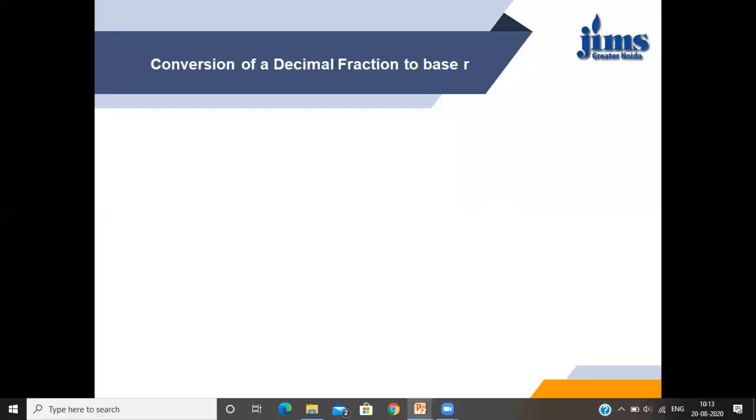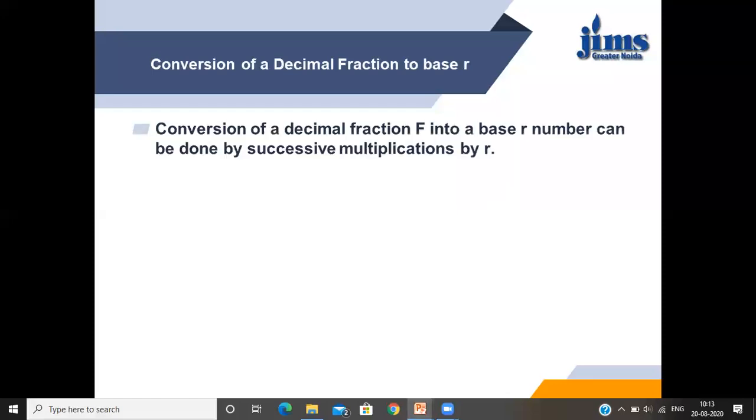So let us suppose the conversion of a decimal fraction f into a base R number can be done by successive multiplication by R. While in the case of an integer number, we were dividing the number by base R. In case of a fraction, we just multiply the fraction by the base R. R may be 2, R may be 8, R may be 16 in case of the hexadecimal number.